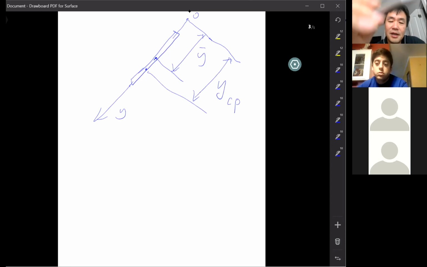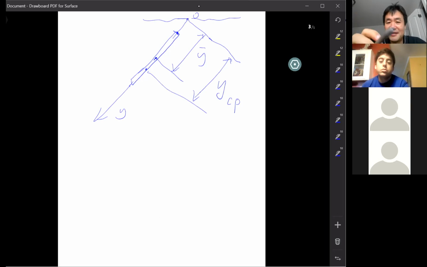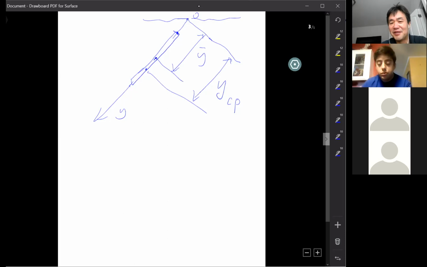It's not starting from the top of the plate. It's starting from the water surface. By definition, y bar means from the center of the plate to the water surface. Then YCP, by definition, is from the center of pressure to the water surface.